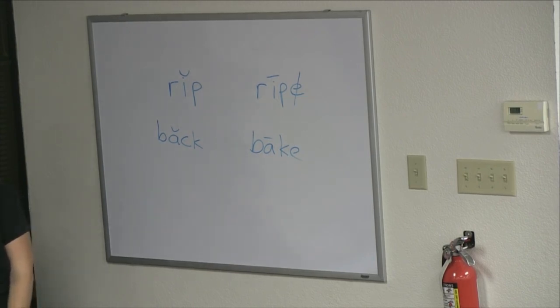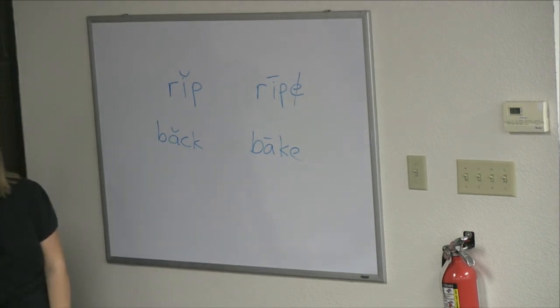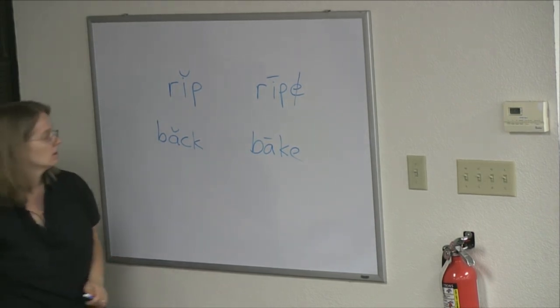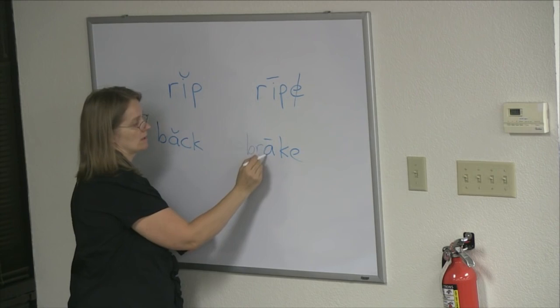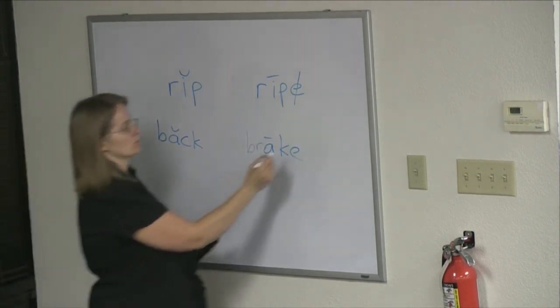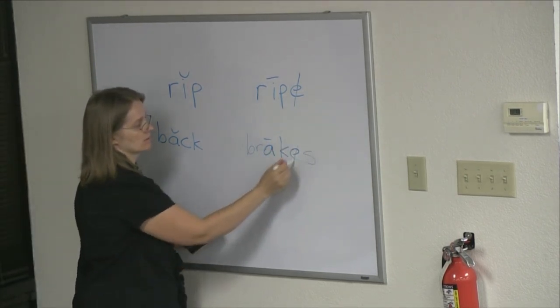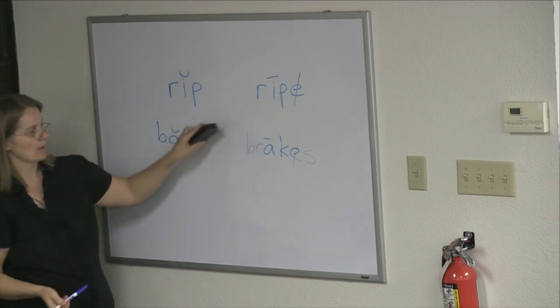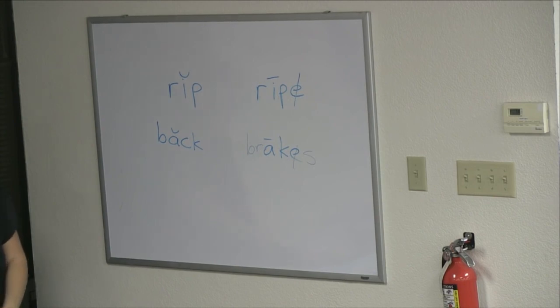And at this point, you can now add, again, beginning blends. Bake could become brake, the brake in your car. Or you could say brakes. And now you have an ending blend, ks, because the E is silent. So again, by adding beginning blends and ending blends, there's a huge repertoire of words that would fall under this. So at this point, when your child is done with all this, you're about halfway done teaching them to read. And it will take about 1.5 years to get to this point.